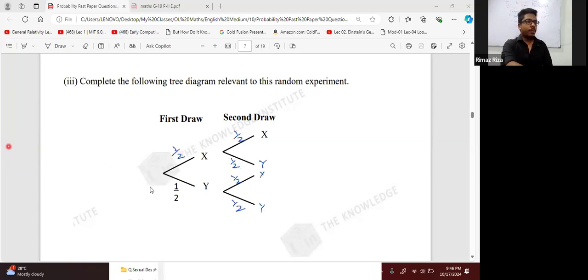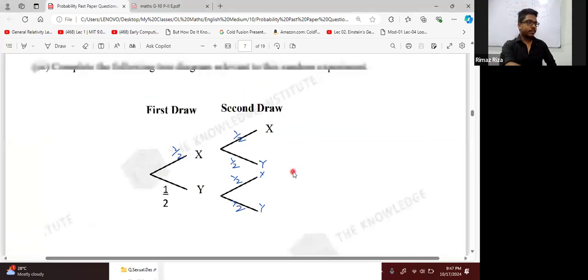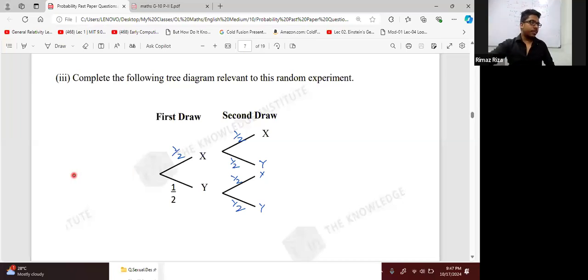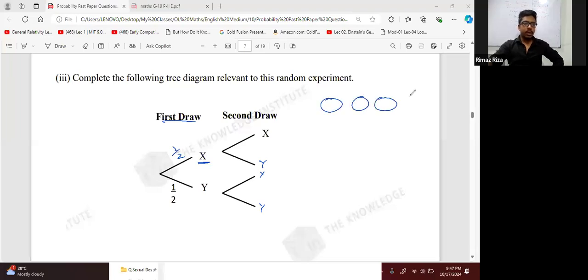If we didn't replace the ball, then the problem would be complicated, no? Now, suppose we didn't replace the ball, I will explain that scenario here. In the first draw, it doesn't change, right? The probability of drawing an X ball is 1/2, Y is also 1/2, 2 out of 4. I'll mark the balls 1, 2, 3, 4: X, X, Y, Y. So these are in the box.